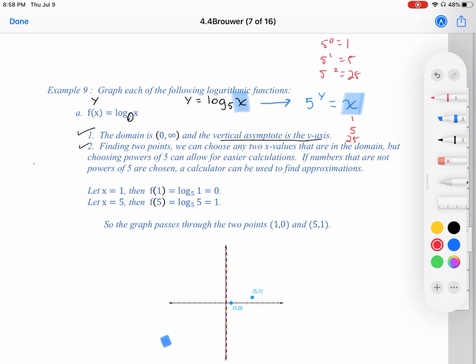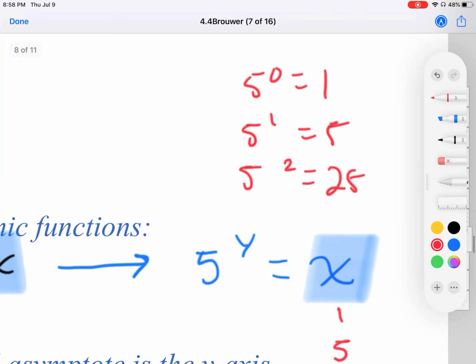And let's go ahead and see what we do. So let x equal 1. If we let x equal 1, log base 5 of 1 is equal to 0, so we get an answer of 0. So I have 1 comma 0, which will make sense, right? Because if this is your x, this has to be your y. So by setting some examples, you can already pair up your x's and y's.